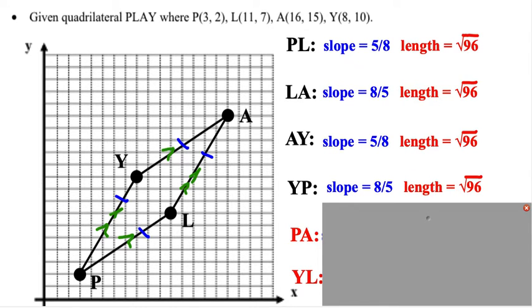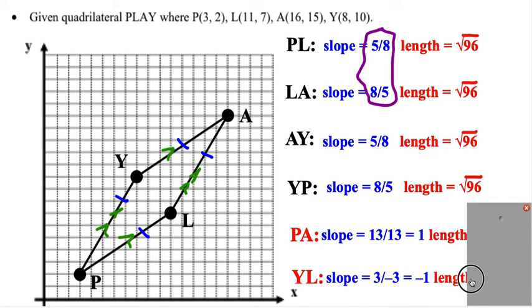However, when we look at the adjacent slopes, so 5/8 and 8/5, they are reciprocals of each other, but they're not opposite reciprocals. This means there are no right angles. And if you look at the drawing, it definitely doesn't look like there are any right angles. Now you are asked, of course, also to find the length and slope of the diagonals.